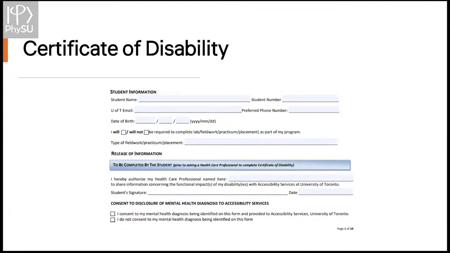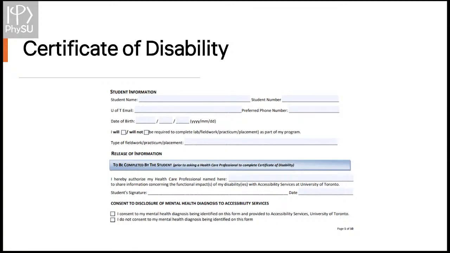And the last thing that you need to do on this form is to authorize your healthcare professional to disclose information about your condition to accessibility services. Now, as I mentioned earlier, you can choose whether or not to disclose your mental health diagnosis to the University of Toronto. If you consent, you check this first box; if you don't consent, you check the second box. That's all you need to complete. The rest is done by your doctor.